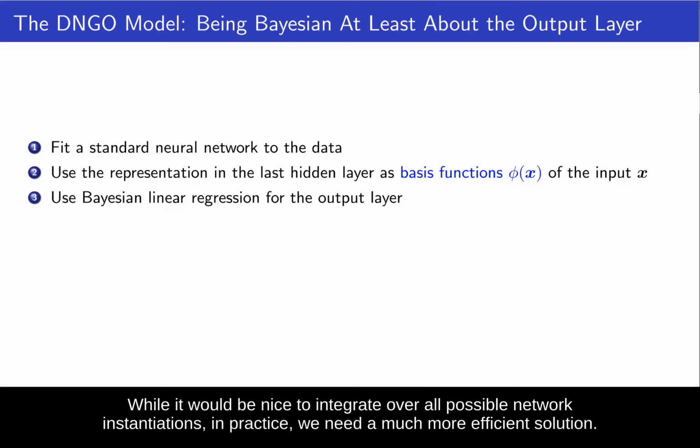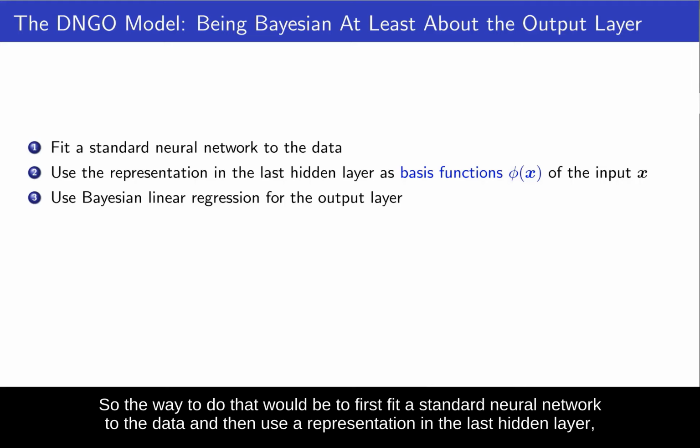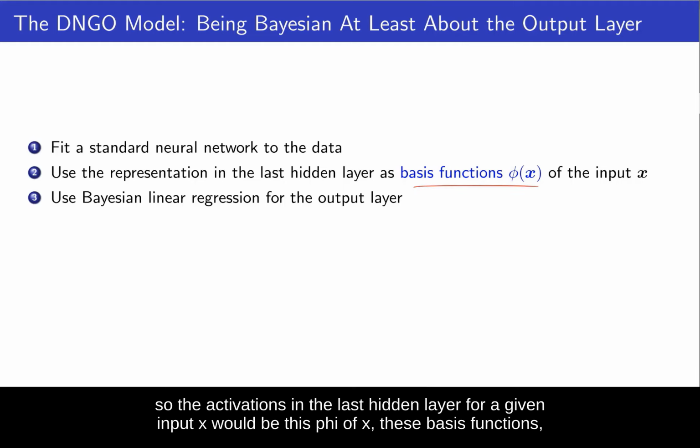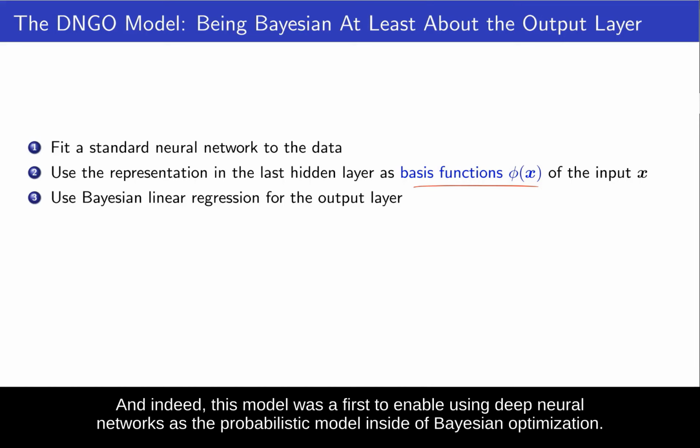And one solution that we can actually get for free is to be Bayesian at least about the output layer. So the way to do that would be to first fit a standard neural network to the data, and then use a representation in the last hidden layer. So the activations in the last hidden layer for a given input x would be this phi of x, these basis functions. And then we just use Bayesian linear regression with this basis function representation.